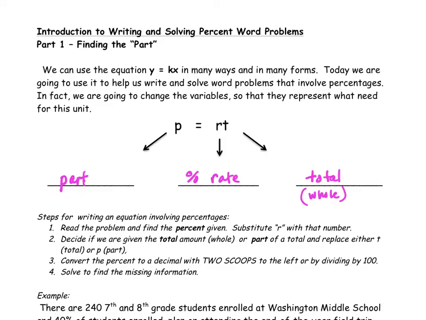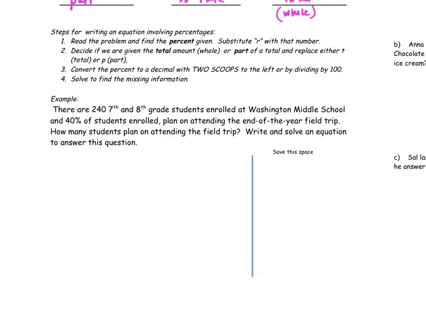So let's go ahead and try this. Let's use this example. There are 240 7th and 8th grade students enrolled at Washington Middle School, and 40% of students enrolled plan on attending the year-end field trip. How many students plan on attending the field trip? Write and solve an equation to answer this question. You may notice this space over here, and there are other ways to solve this problem besides the equation, but we're going to focus right now on the equation, and eventually we're going to come back and talk about another method to do this. So let's refer back to the steps.